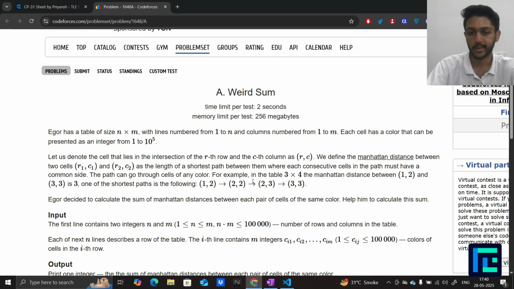For example, in the table of 3 by 4, the distance between (1, 2) and (3, 3) is 3. The path goes (1, 2) to (2, 2) to (2, 3) to (3, 3). Igor decided to calculate the sum of Manhattan distances between each pair of cells of the same color. Help him to calculate this sum.